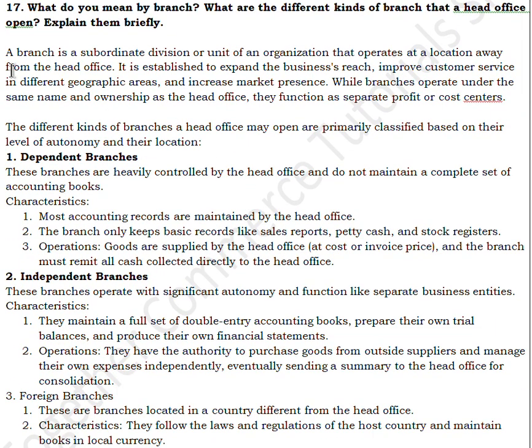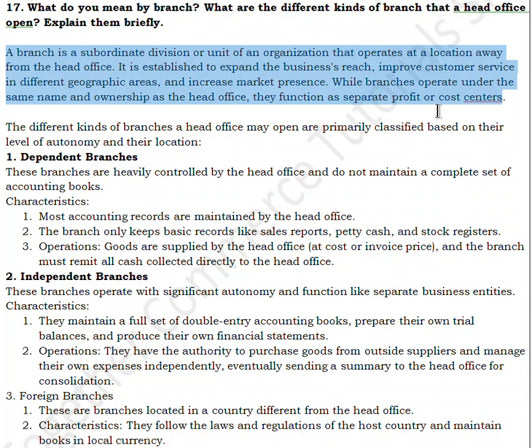Then we will start with the 17th question. This is also a theory question, on branch accounting. The question is: what do you mean by branch? What are the different kinds of branches that a head office opens? Explain them briefly. A branch is a subordinate division or unit of an organization that operates at a location away from the head office. It is established to expand the business reach and improve customer service in different geographic areas. So this is the basic definition of a branch.